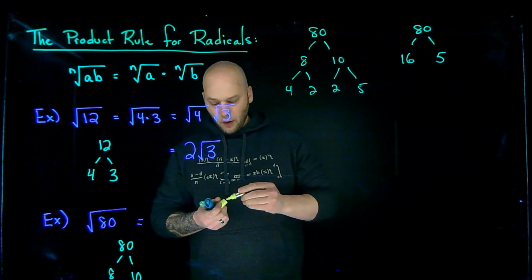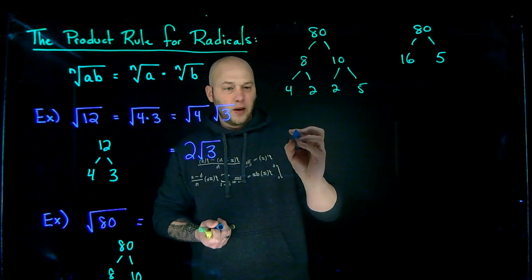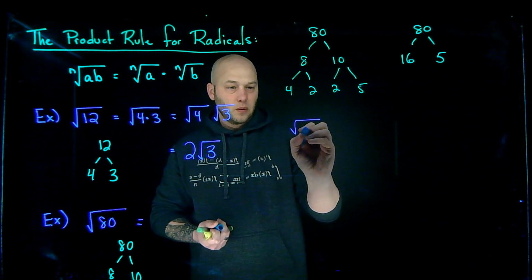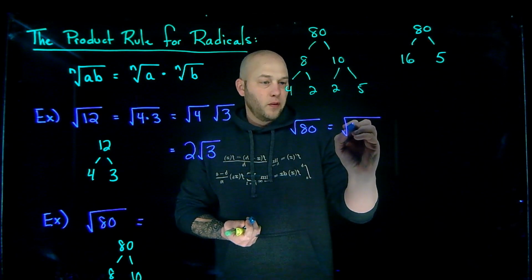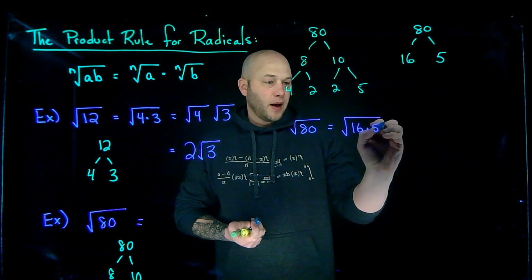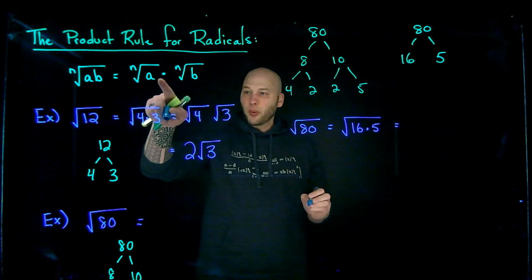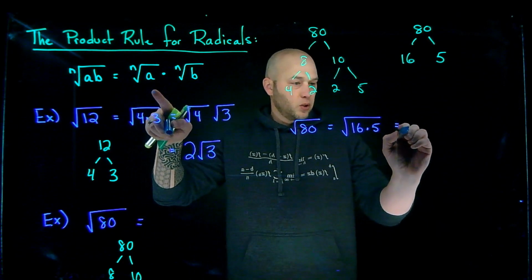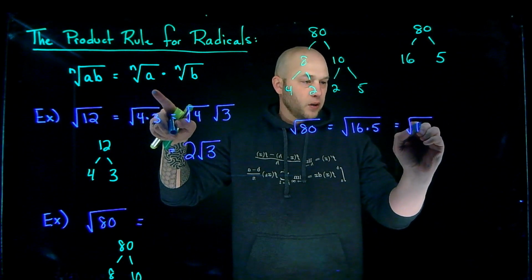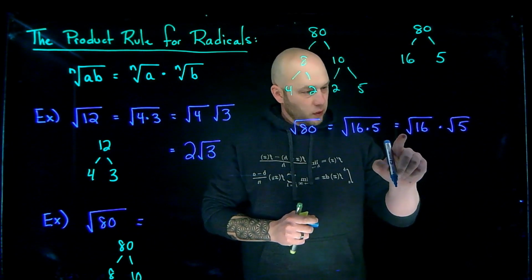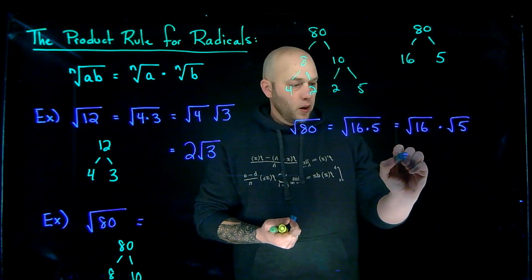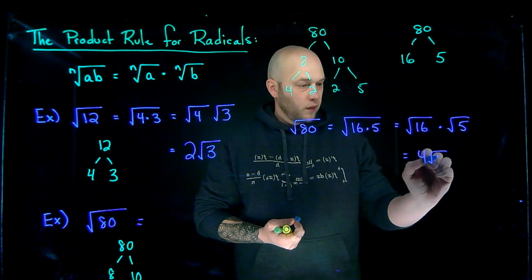All right, therefore, if I go back to the square root of 80, this is the same thing as the square root of 16 times 5, and using the product rule, I will take the square root of the first factor and then multiply by the square root of the second factor. And of course, the square root of 16 is 4, so I get 4 root 5.